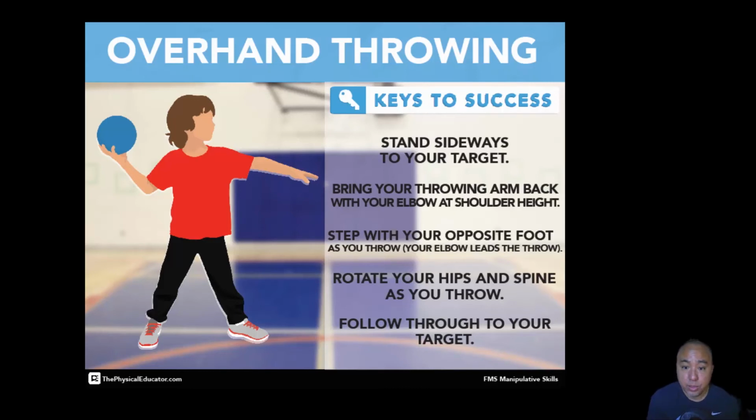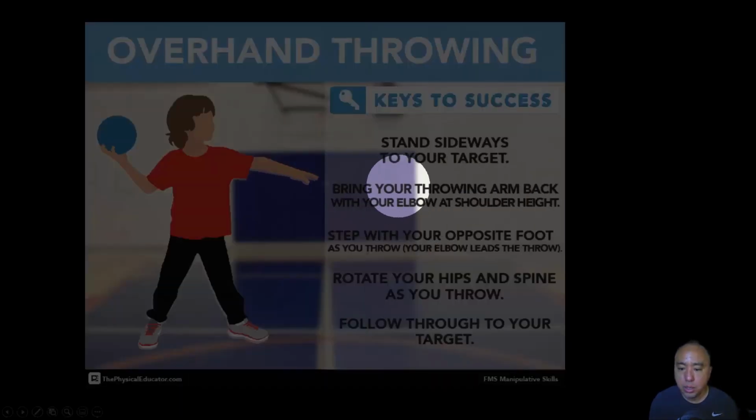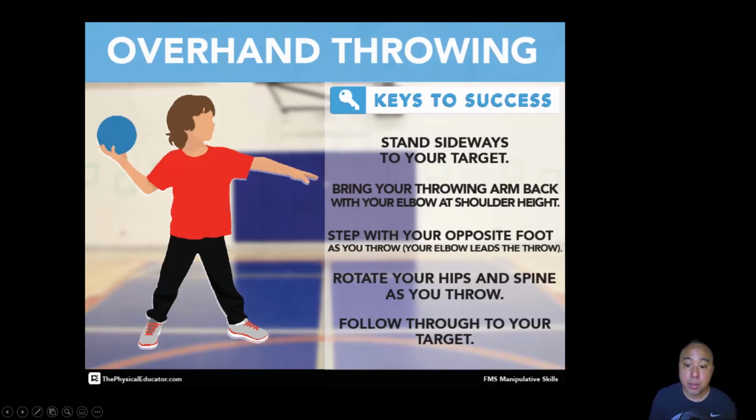And one of the things we look for in overhand throwing is, do they stand sideways towards a target? Does the throwing arm cock back with the elbow at shoulder height? Does the person step with the opposite foot? Do the person's hips and spine or trunk rotate as they throw? And is there follow through? So these are very basic criteria that define proper overhand throwing for a younger player.